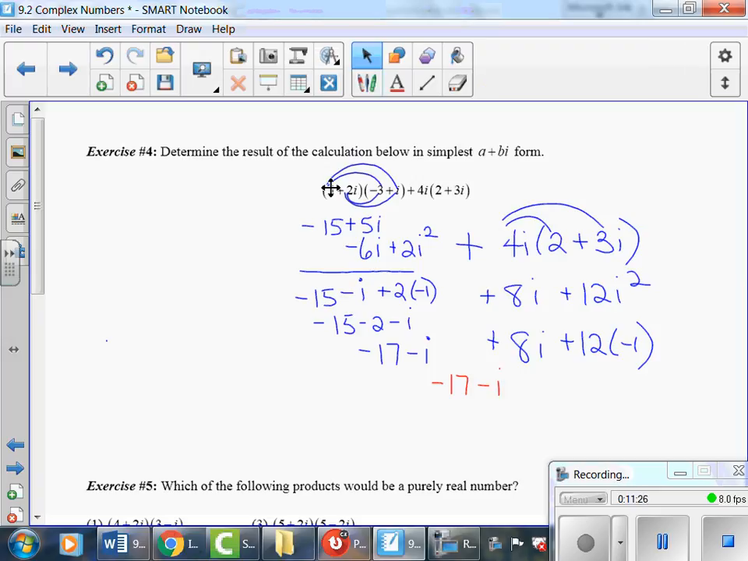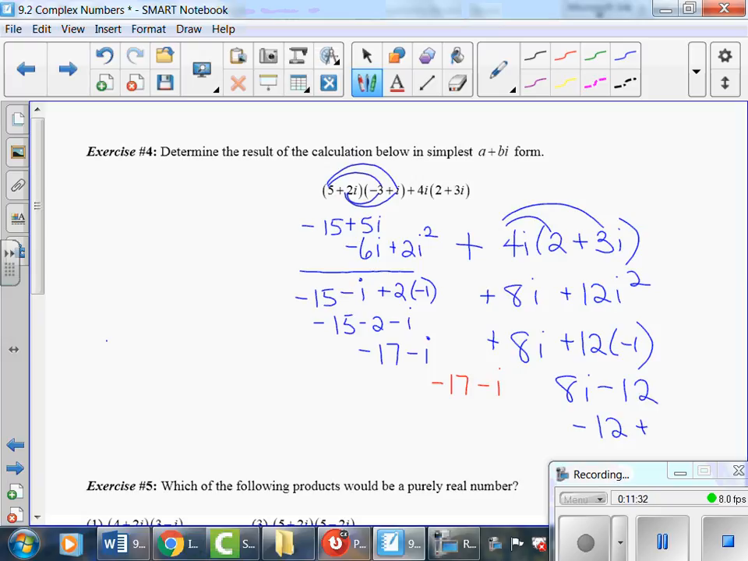And on this side, I guess I should take this one step further and say this is 8i minus 12, or minus 12 plus 8i. So I'm going to add that. I'm going to add those like terms together. And our final answer is going to be minus 29 plus 7i.